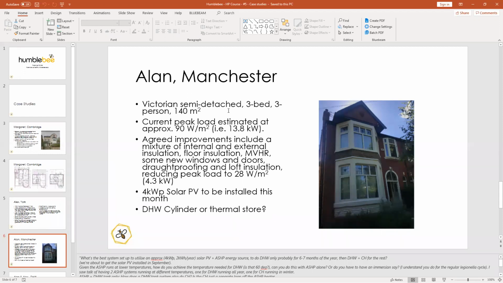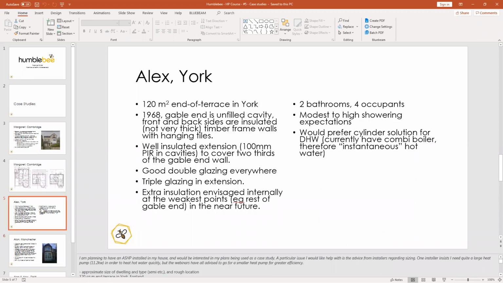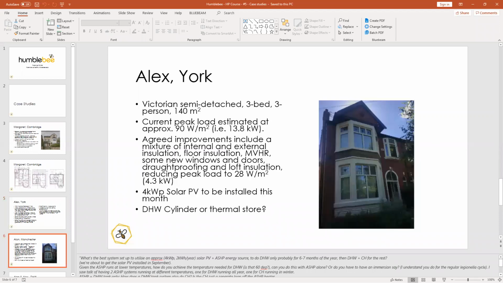Brilliant. Can I just make a comment for Alex on this? Your house is slightly larger than Alex's, and what you're ending up with is a 4.3 kilowatt heat loss. It might well be that Alex is going to end up with something similar in terms of heat loss. So that would help in terms of sizing his house. Yeah, just sizing his heat loss.